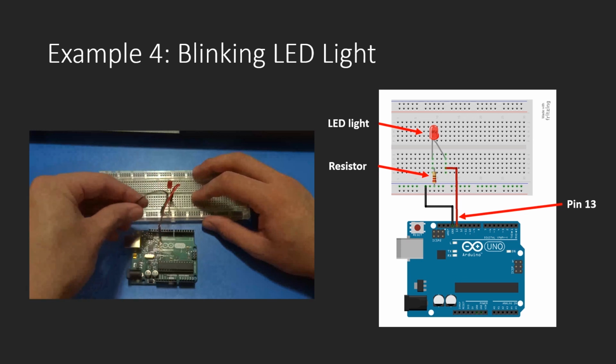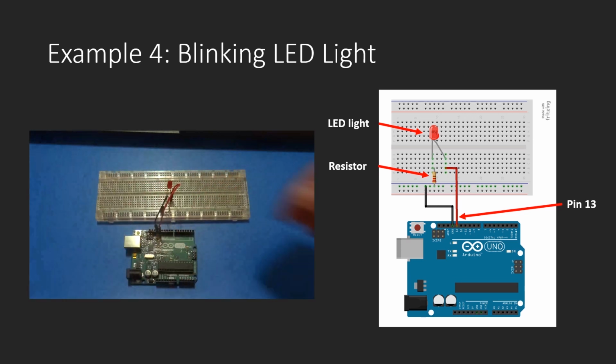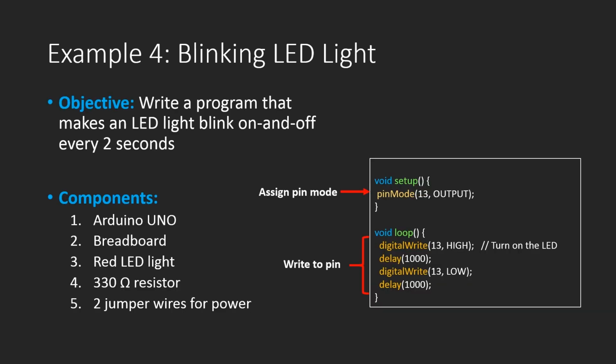The positive terminal in the LED is connected to pin number 13 using a red wire, and the circuit loop is completed by connecting the resistor to the Arduino ground pin using a black wire. The code that makes the LED light blink periodically is quite simple. First, inside the setup function, we assign the pin mode. In this example, we'll be configuring pin 13 in the board as an output.